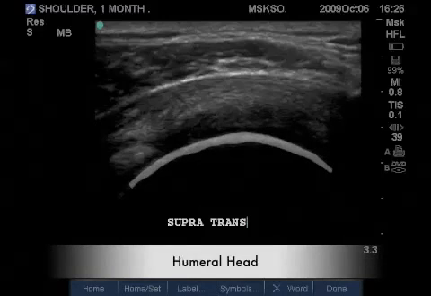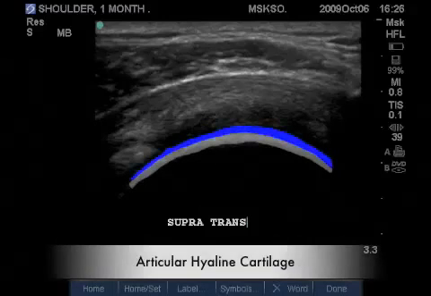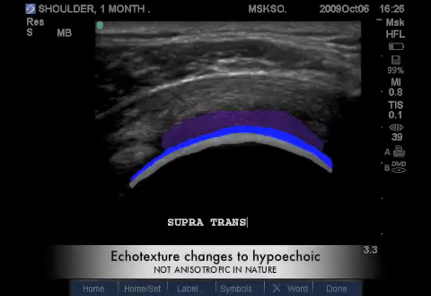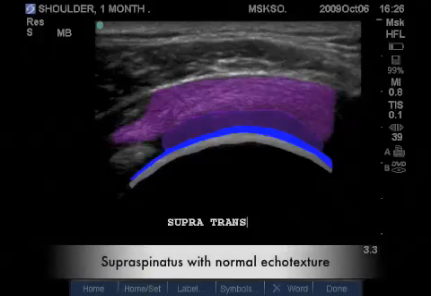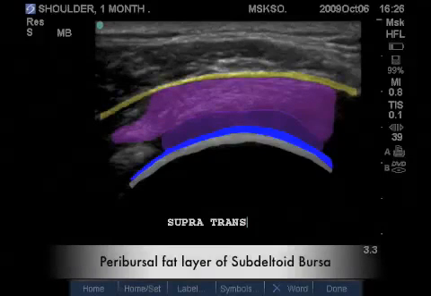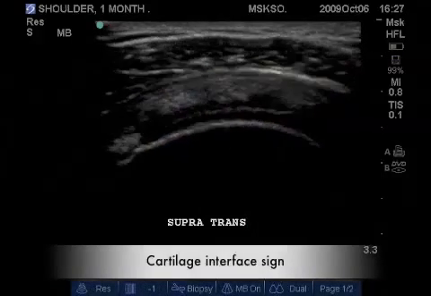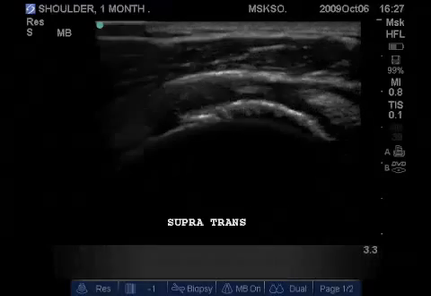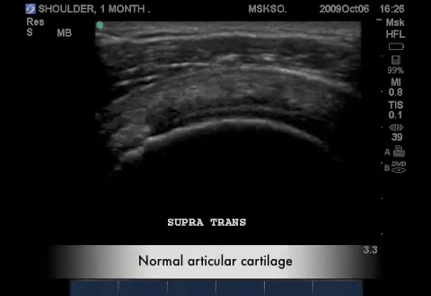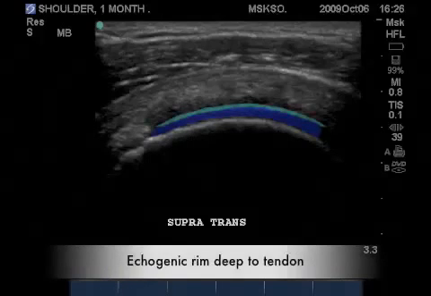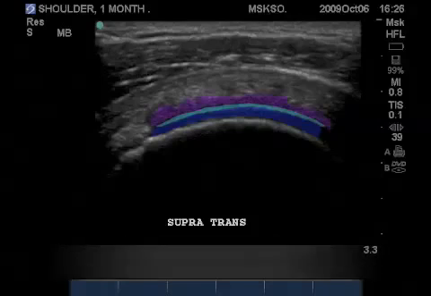Just to review again, we have highlighted here the bony cortex, the articular cartilage. Here is the layer that represents edema, and here would be the intact or normal echotexture of the supraspinatus tendon. Yellow would be the peribursal fat. When the echotexture of edema becomes closer to simple fluid, you will notice what is called a cartilage interface sign. Again, blue representing hyaline cartilage. In this case, the lighter blue represents the cartilage interface sign, and the purple represents the layer of edema.